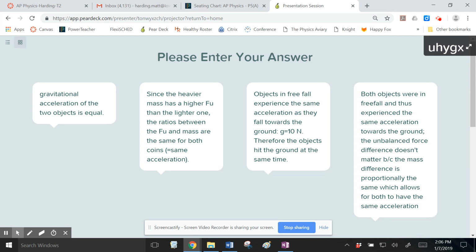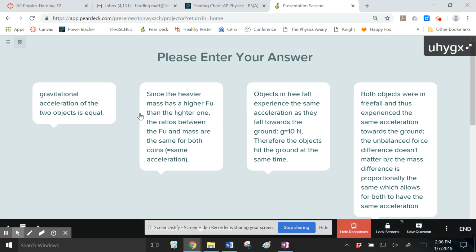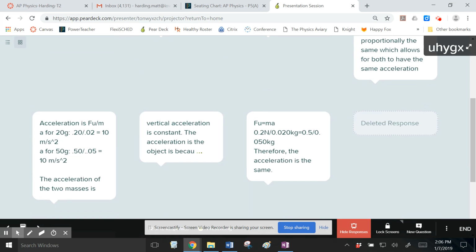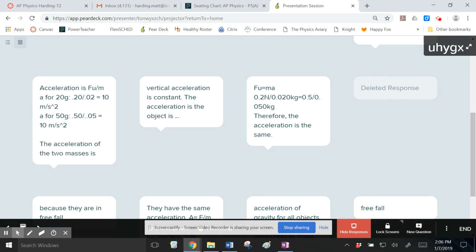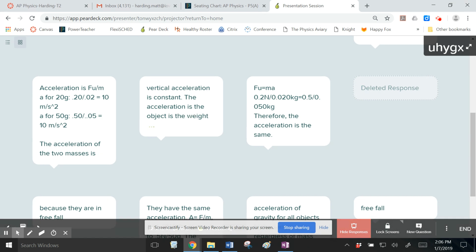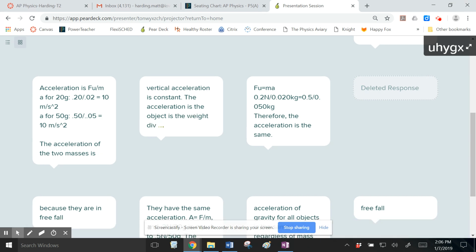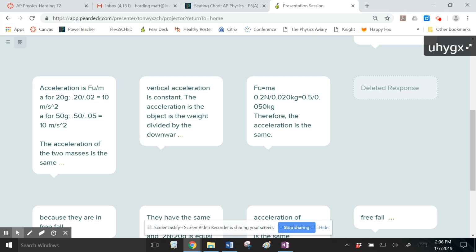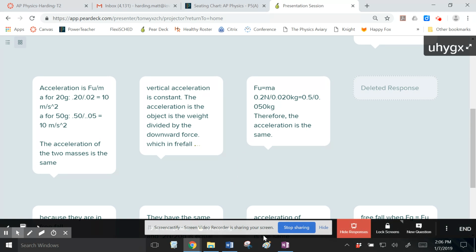All right, so gravitational acceleration of the two objects is equal. Okay, but we want to talk about why that is. The ratio between the FG and the mass are the same for both. A couple people threw that out here in the math. So you've got 0.20 newtons and 0.020 kilograms of mass. That's going to be the same as the ratio of 0.5 newtons to 0.050 kilograms. If you shake that out as an equation, you're going to get the same acceleration for both of those.